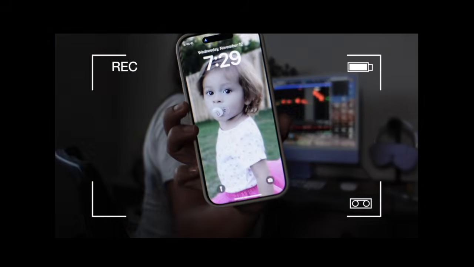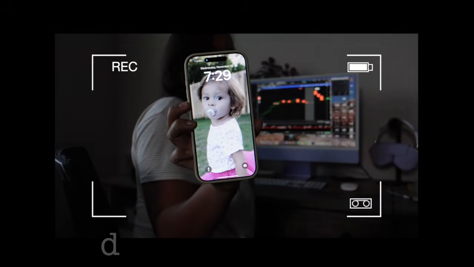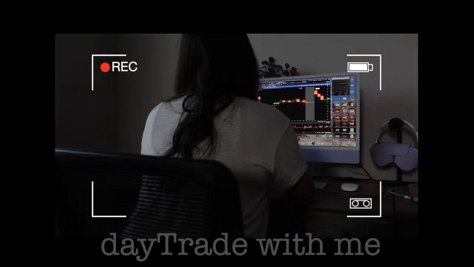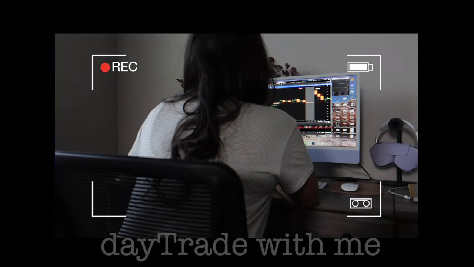Good morning, traders. I'm taking you alongside my trading day using my Option Alpha bot. Buckle up. There's no fluff here. We're diving straight into trades and the charts.